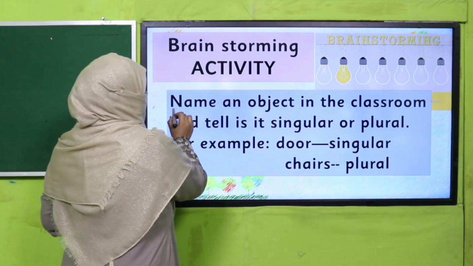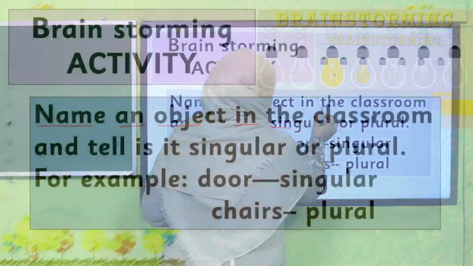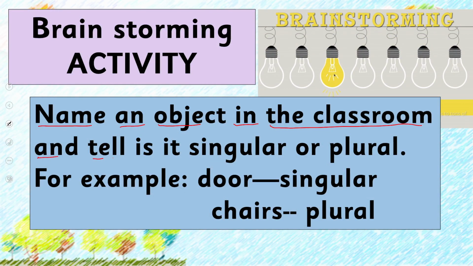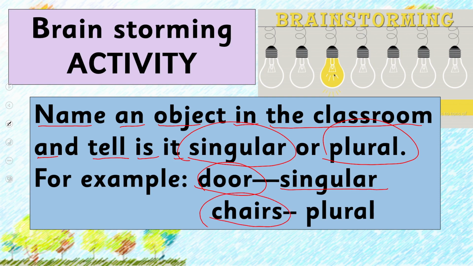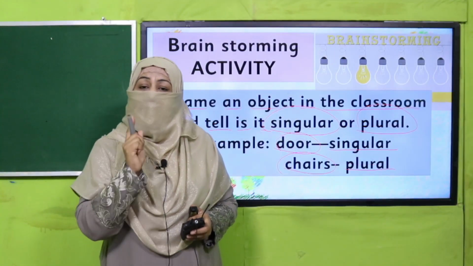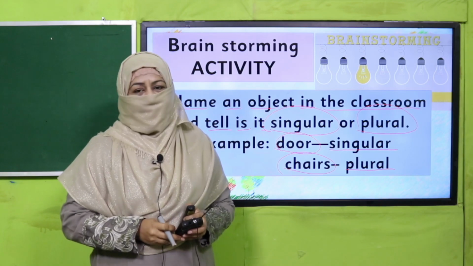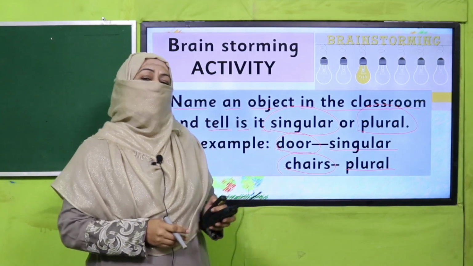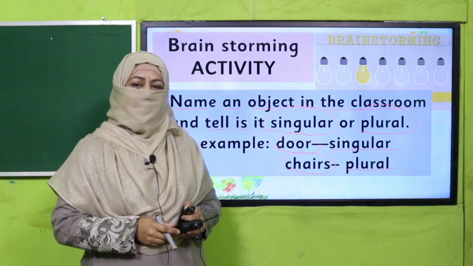What you will do? You will name an object in the classroom and tell, is it singular or plural? For example, if you say door, you have to mention it's a singular naming word. And if you say chairs, you have to mention it's plural naming word. So every one of you will tell one naming word and also tell it's singular or plural. So pause the video, enjoy this beautiful activity and then come back.